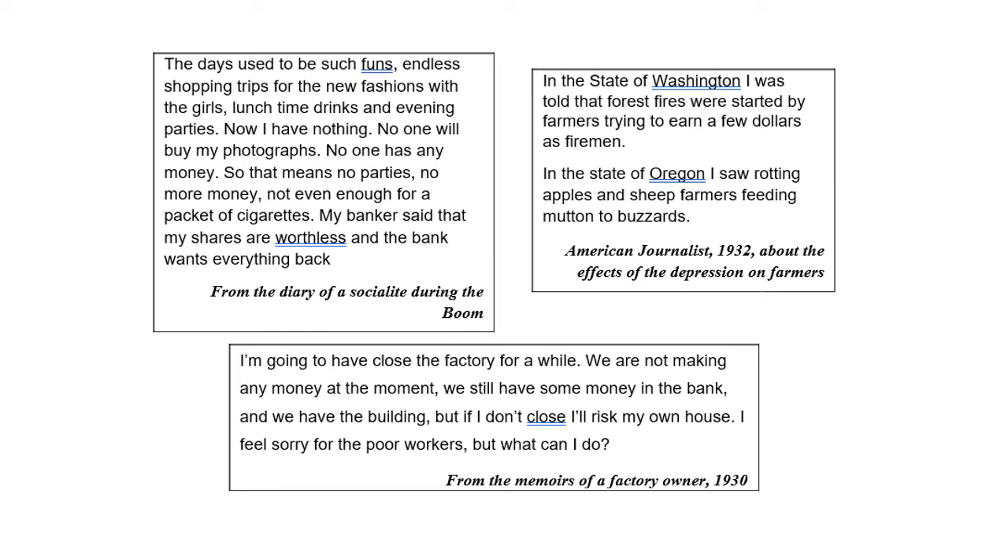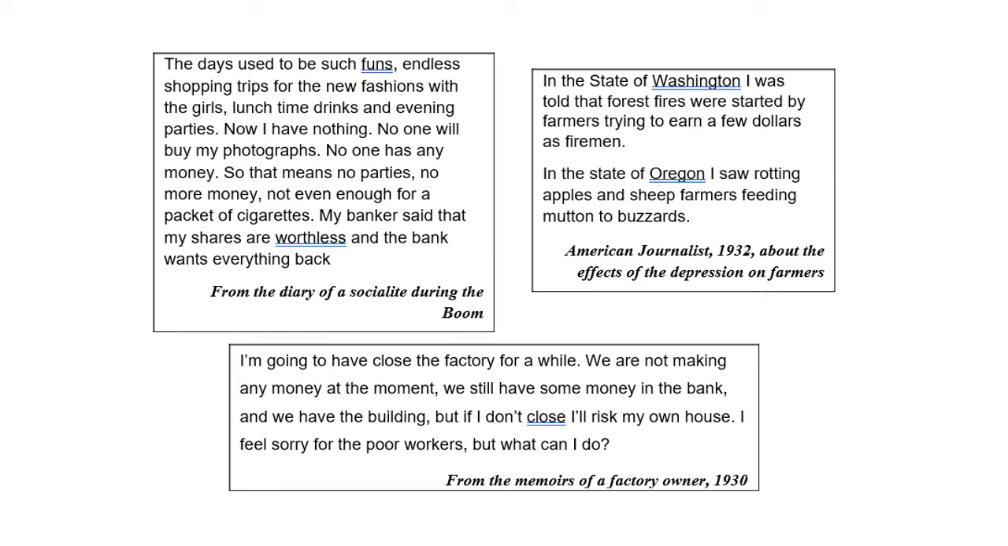The days used to be such fun. Endless shopping trips for the new fashions with the girls, lunchtime drinks and evening parties. Now I have nothing. No one will buy my photographs. No one has any money. That means no parties, no more money, not even enough for a packet of cigarettes. My banker said that my shares are worthless and the bank wants everything back.